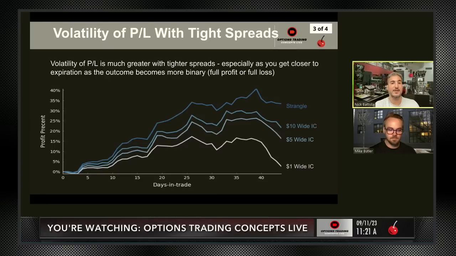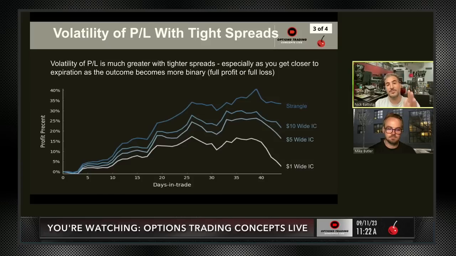So the first point being the volatility of P&L with tight spreads, right? As you get long, you've been in the trade your 30 days, which is what you should expect to be in these trades. You can see as you go from 30 to the end, which is 45 days, the volatility of your P&L in the tighter spreads gets much, much greater. Now, assume that for all these positions, we're putting the same amount of risk on. So $1 wide, we'll do 10 contracts. $5 wide, we'll do 2 contracts. $10 wide, we'll do 1 contract, and then obviously the strangle there just is much less volatile than all 3 of these, but we'll just look at the spread specifically.